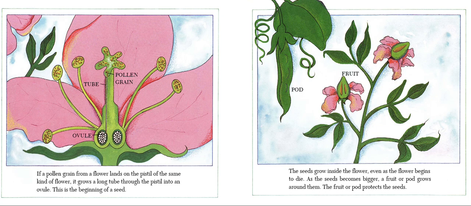If a pollen grain from a flower lands on the pistil of the same kind of flower, it grows a long tube through the pistil into an ovule. This is the beginning of a seed. Pollen grain, tube, ovule.